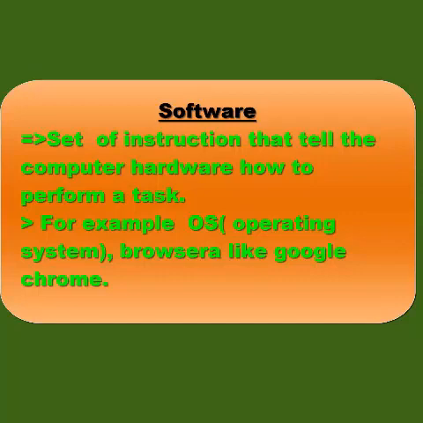Let us turn now to the software, which is a set of instructions that tell the computer hardware how to perform a task. For example, we have Windows, an operating system. We have different browsers like Google Chrome. We have Adobe Photoshop. Also, we have Mozilla Firefox. All these are kinds of software which support you to operate the hardware.